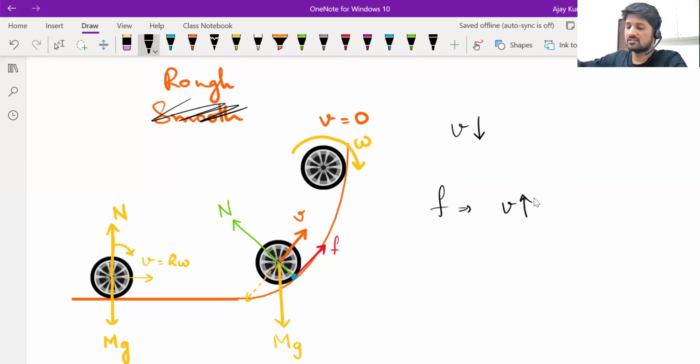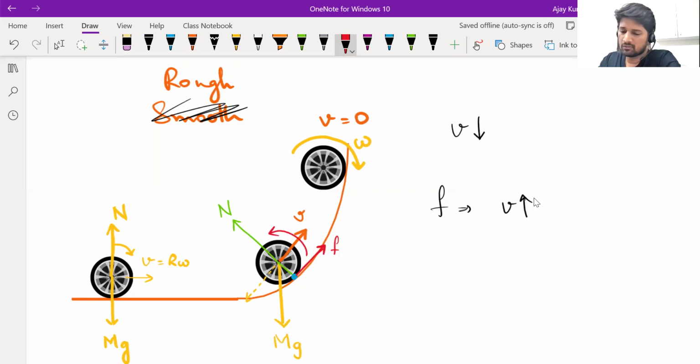But friction does something else also, a side effect. Friction creates an anti-clockwise torque. Omega was clockwise, and friction is creating an anti-clockwise torque, so it will decrease omega. It will increase V and it will decrease omega. It will try to keep them balanced. Fine, so friction acts up the incline.